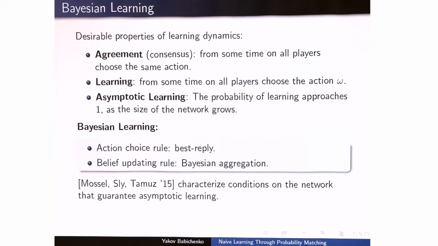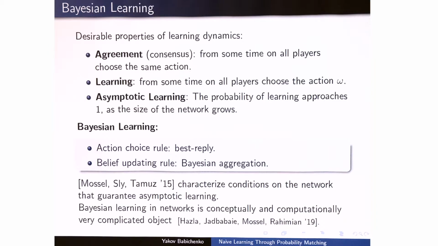This type of question, of whether players learn, whether they learn the correct thing, and so on, has been studied in a paper by Mossel, Sly, and Tamuz. They characterize conditions on the network that guarantee asymptotic learning. For the purposes of this talk, I just want to emphasize the fact that they also give examples of large networks where asymptotic learning fails. For this talk, this will be important.